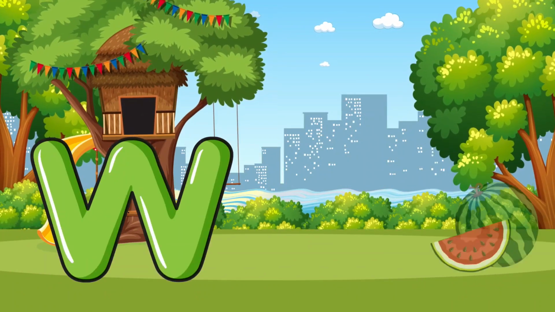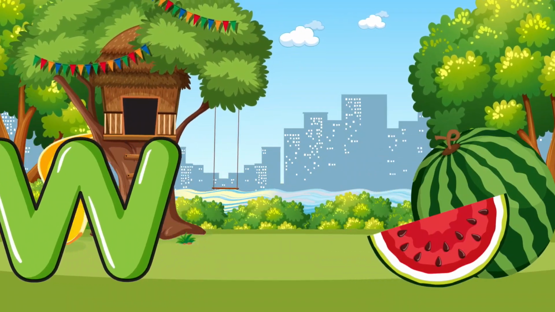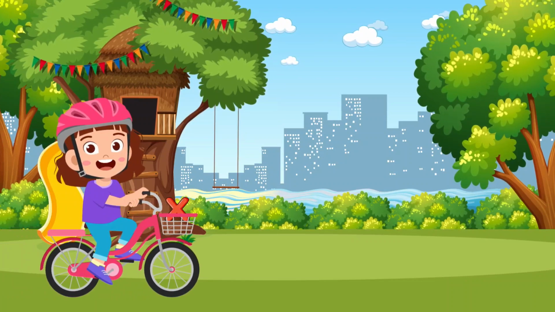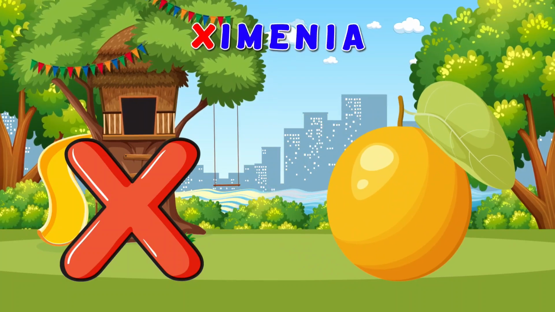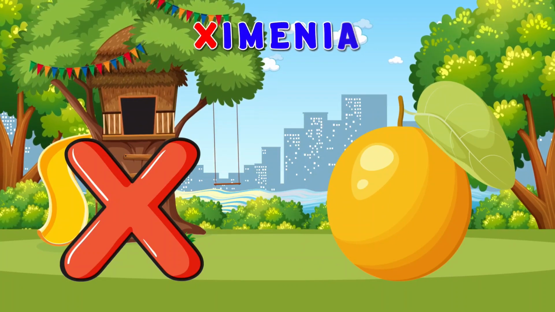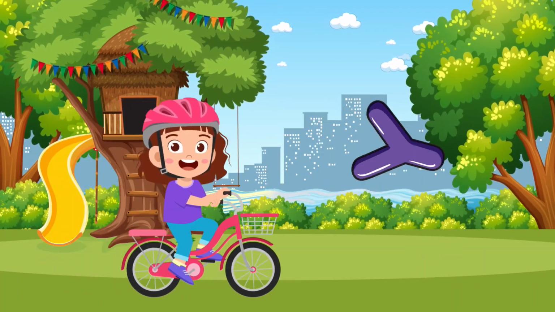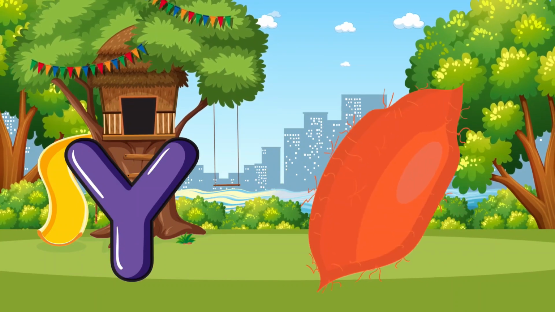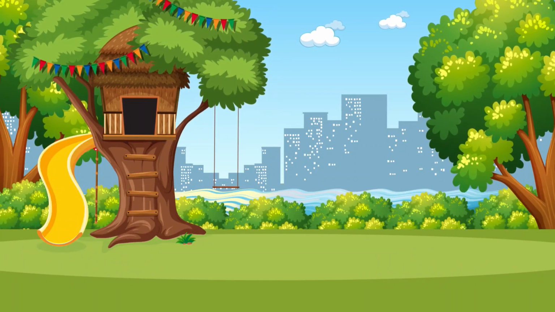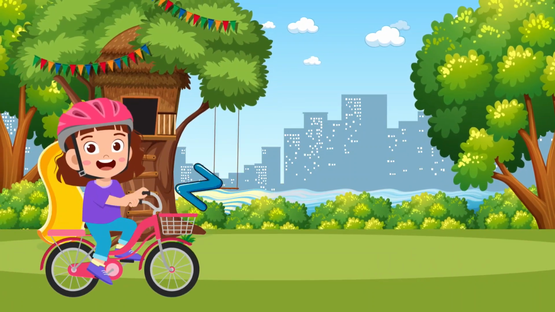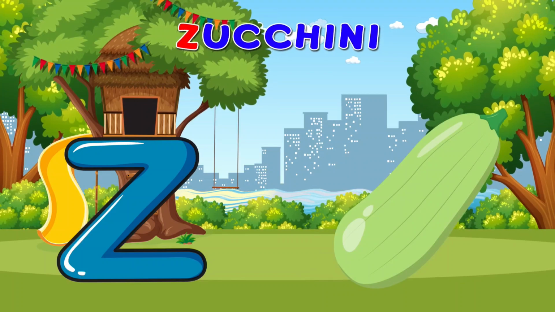W is for watermelon. X is for Ximenia. Y is for yam. Z is for zucchini.